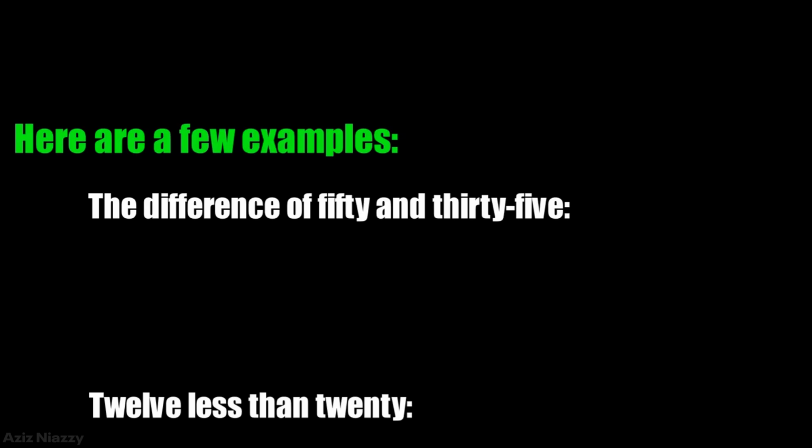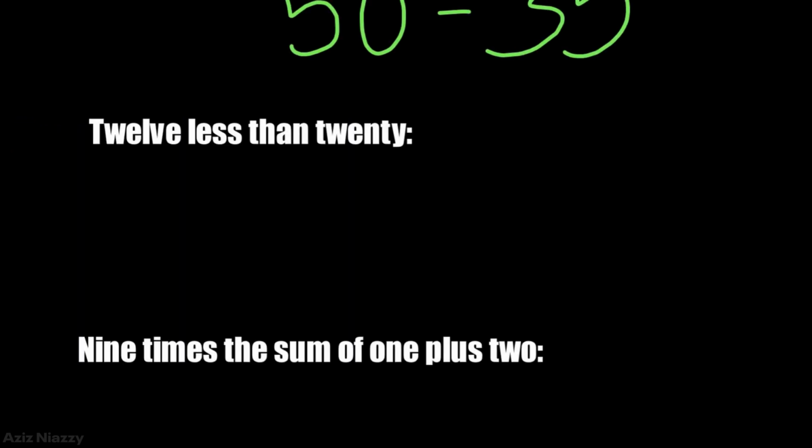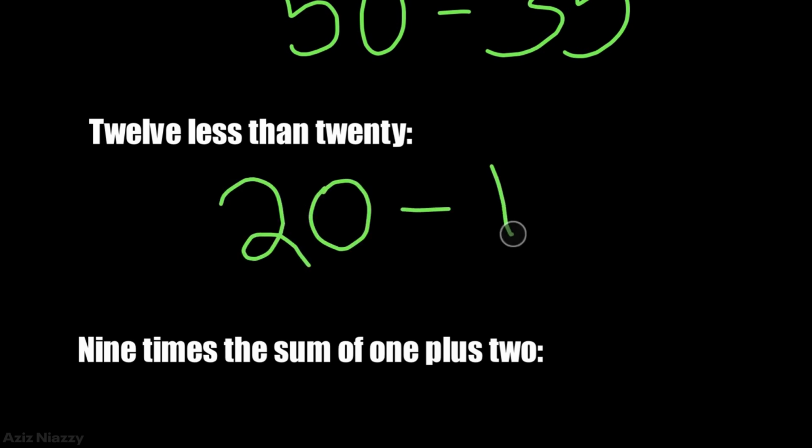The first example is the difference of 50 and 35. This basically means 35 is being subtracted from 50, or is being taken away from 50. So we can write that as 50 minus 35. The next example says 12 less than 20, which is basically 20 minus 12. Now let's move on to the next example, which says 9 times the sum of 1 plus 2.